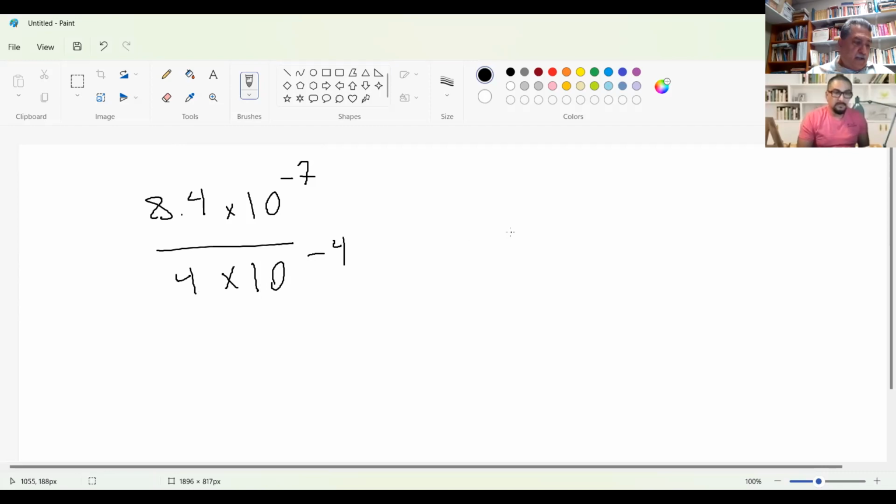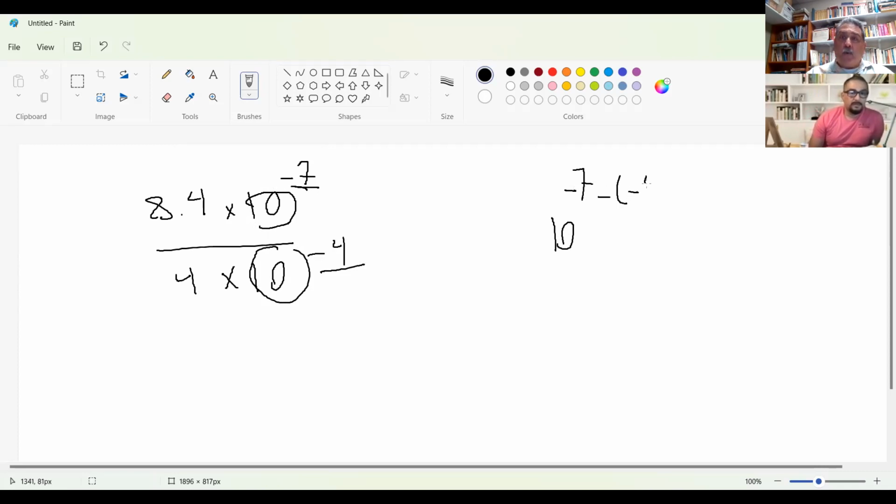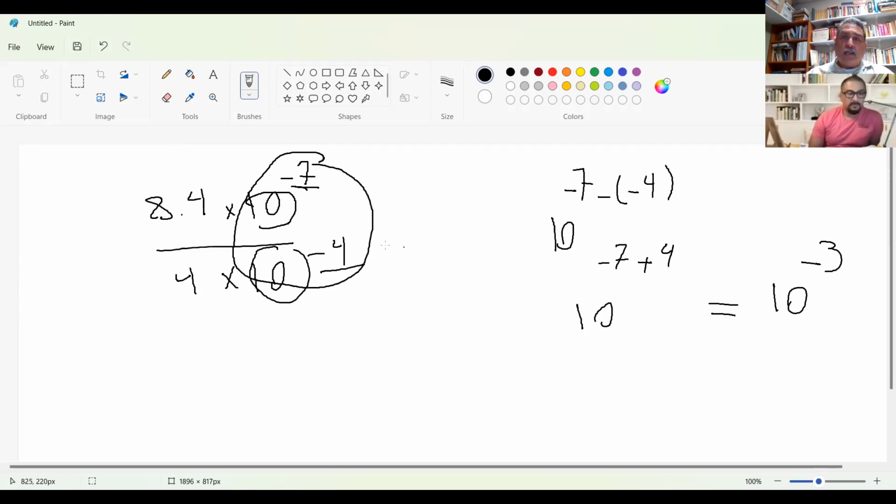Okay, remember we said when we have the same base and we have division, you just subtract this exponent from this exponent. So that becomes 10 to the power of minus 7 minus 4, which is the same as 10 to the power of minus 7 plus 4, because minus times minus makes plus, which is the same as 10 to the power of minus 3. Okay, so I got this part simplified. This whole thing is the same as 10 to the power of minus 3.